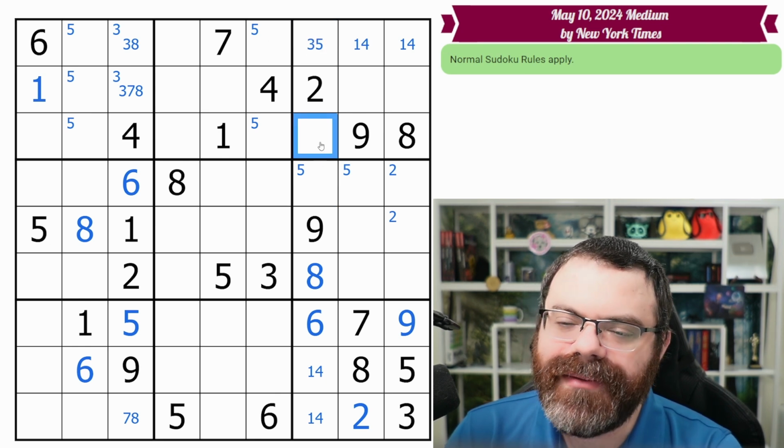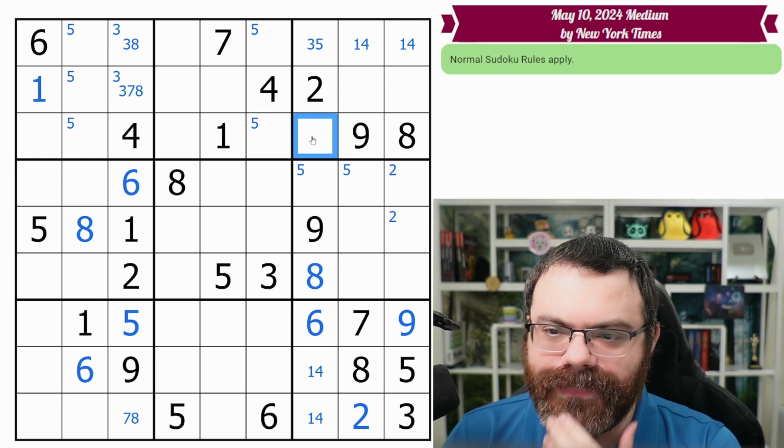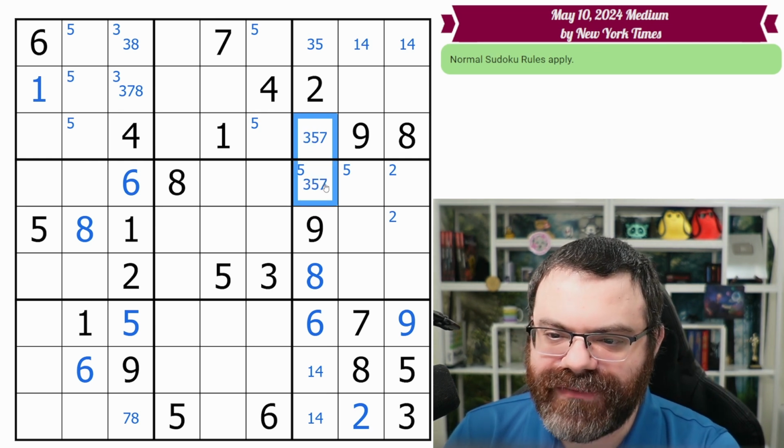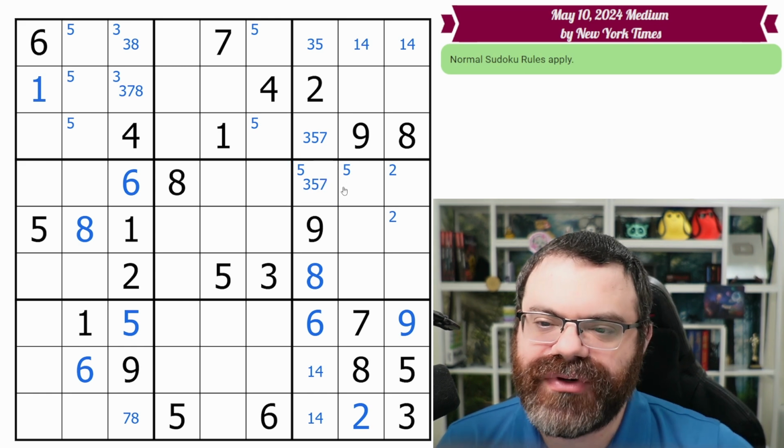I'm going to mark that. I'm going to mark any cell that's down to 3 or fewer candidates. If it's 4 or more, I don't mark it. And these are both 3, 5, 7 as well, and they're down to 3, so I'll mark it, but they're not restricted beyond that.